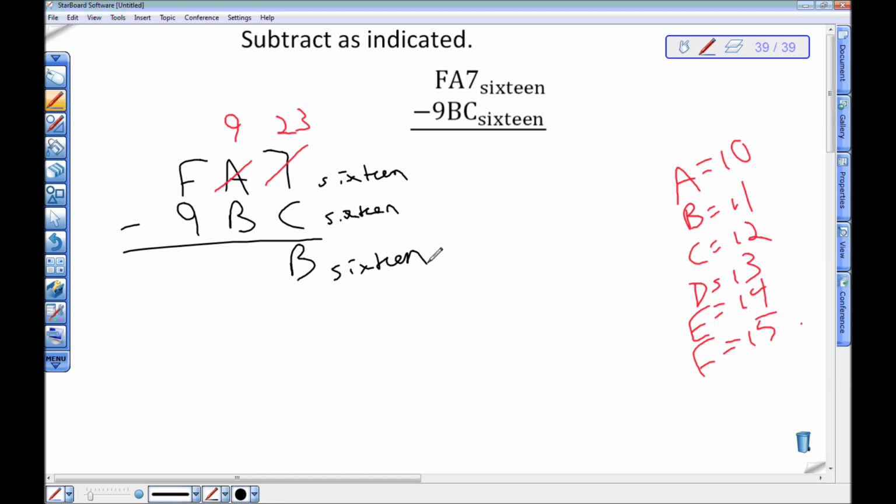All right, now I move to my next spot. I see that I need to borrow again, so I need to borrow 1 from this F, which would make it an E, but would also make it a 14, so I might as well write that up here. I'm in base 16, so I'm borrowing 16. 16 more than 9 is 25. Okay, 25 minus B, I see that B is 11, so 25 minus 11 is 14, which is E. Finally, 14 minus 9 is 5, and this difference is 5 E B base 16.